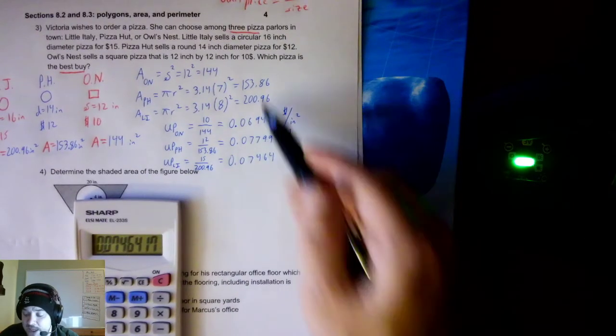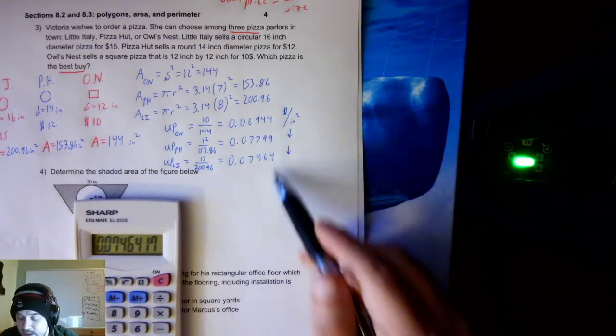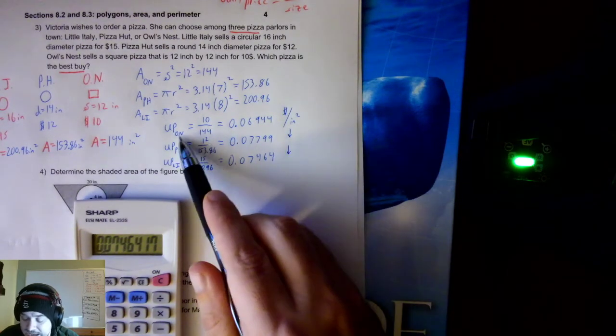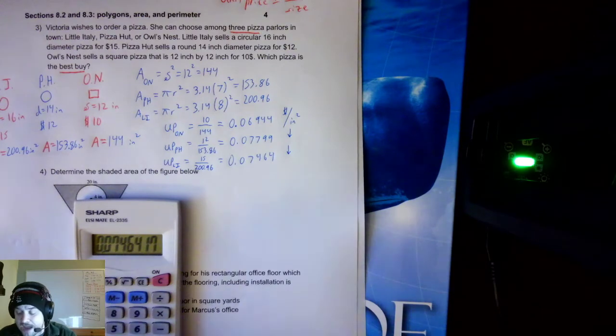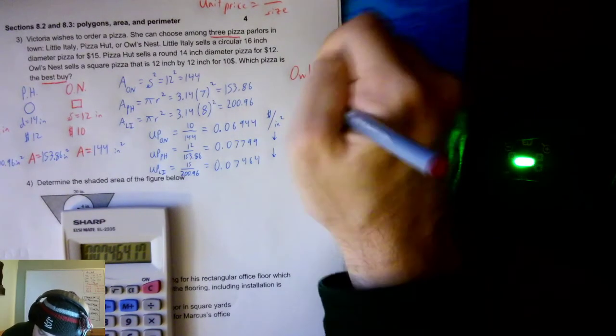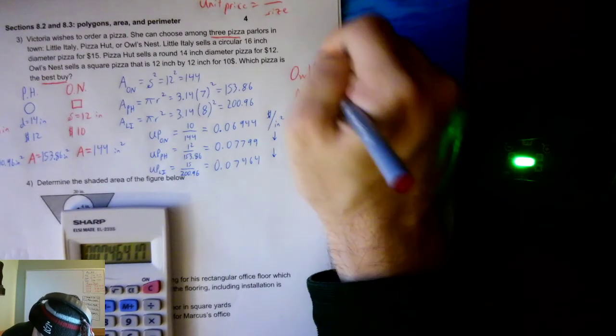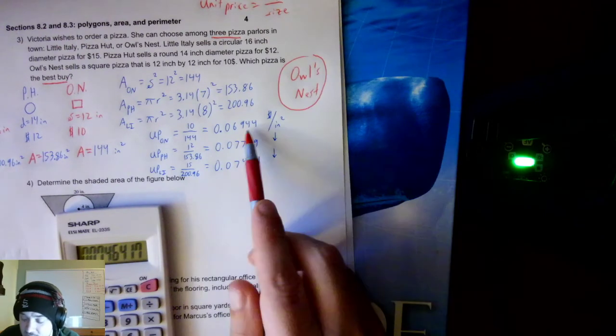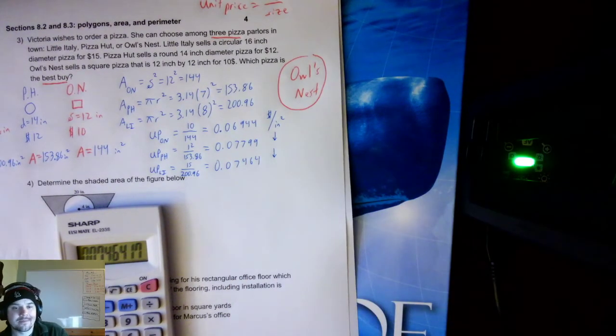Now, I have my unit prices. Which is the smallest? Which of these numbers is the smallest? The owl's nest, right? So owl's nest has the best buy. So my actual answer is owl's nest. Which pizza is the best buy? The owl's nest pizza. It had the lowest unit price, right?